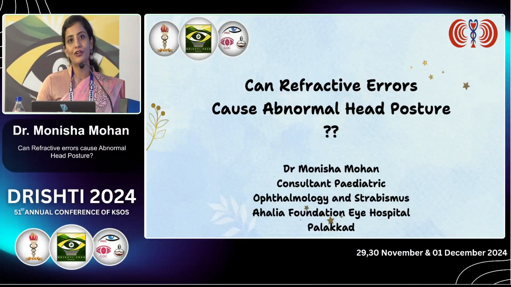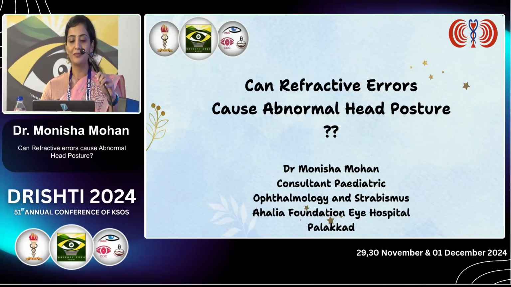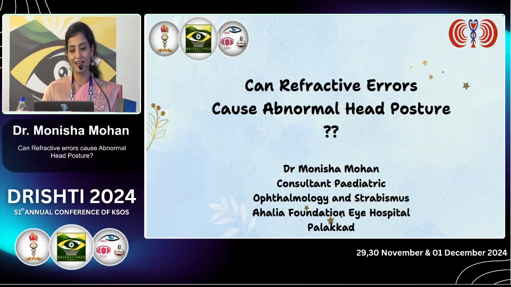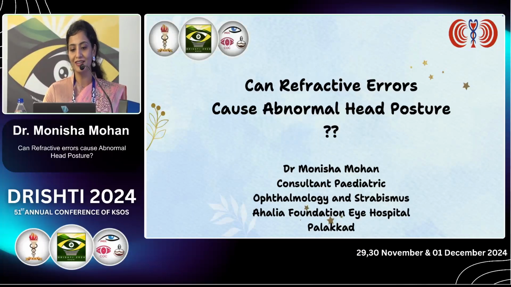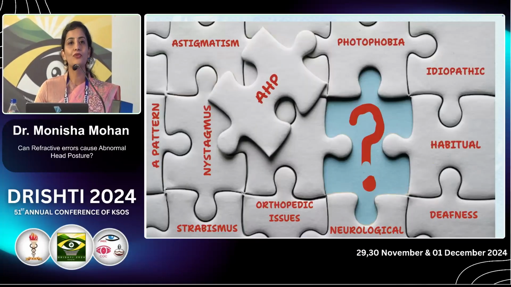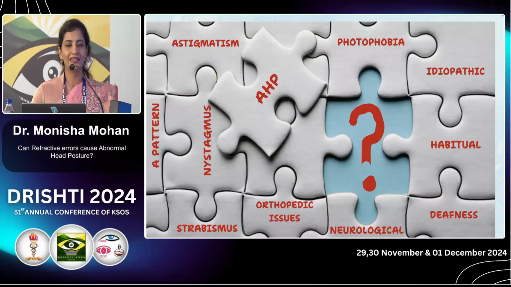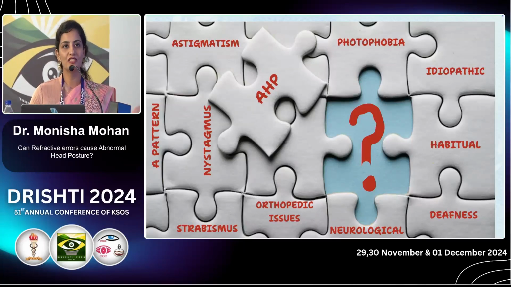So I think most of the audience will relate with this topic, because, can refractive errors cause abnormal head posture? The moment a patient comes to us with a head posture, we tend to directly refer it to a strabismologist. It's like a jigsaw puzzle to us. We don't even want to look at it anymore.